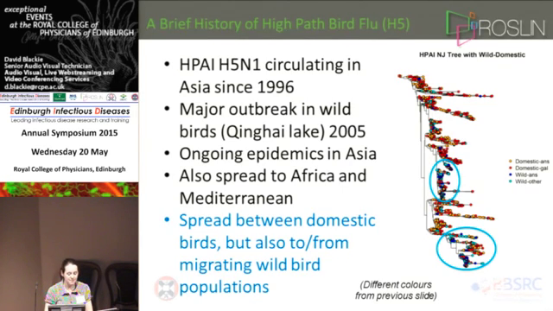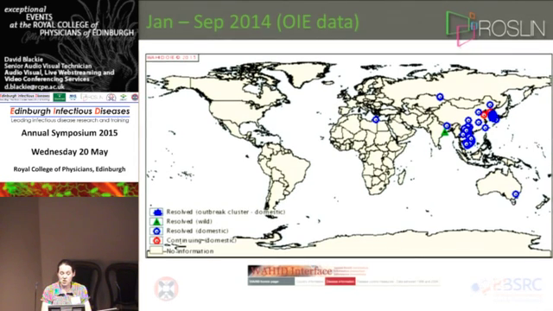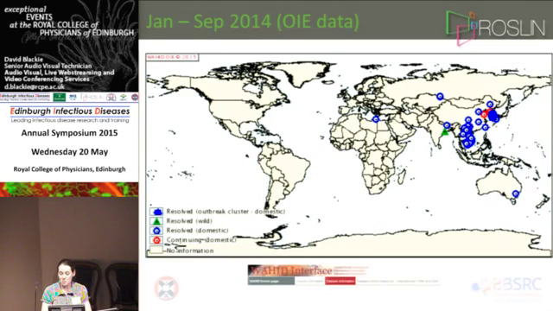Also, it's spread obviously between domestic birds, but also from wild birds. And here's that same tree, but coloured according to host type. So here the blue colours are the wild birds. In January last year, this was the picture of the outbreaks of bird flu. The blue ones are resolved, and you can see mostly there's some high-path outbreaks over in China and Asia here.